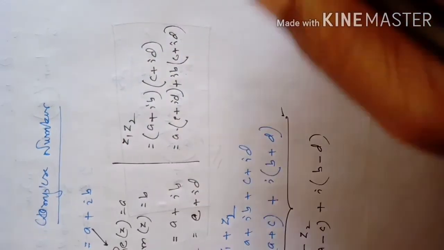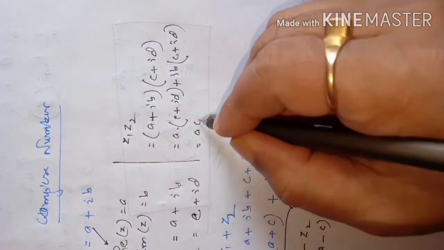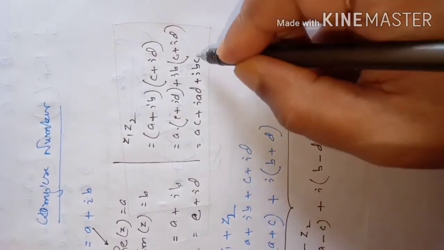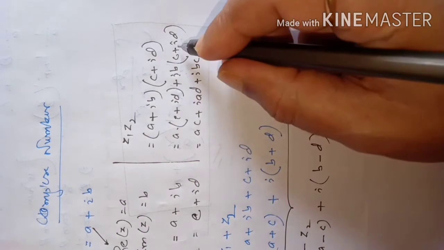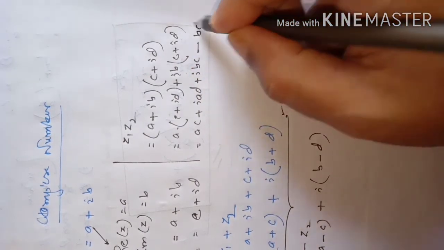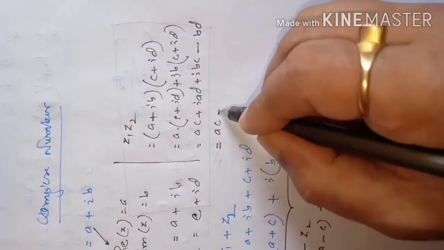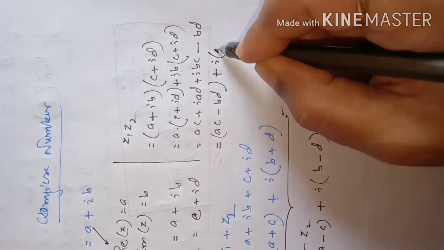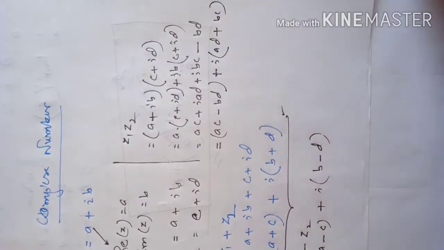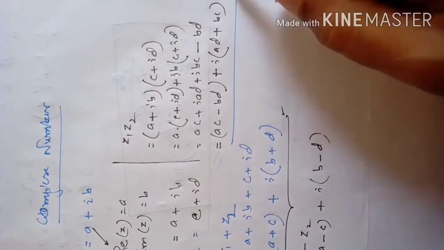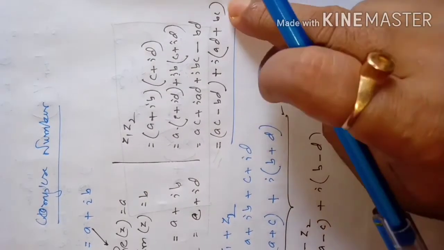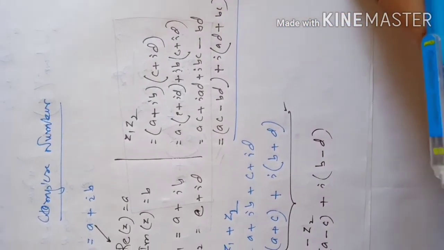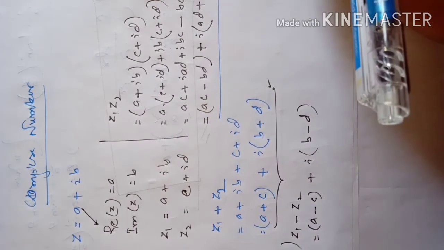Then we will get ac plus iota ad plus iota bc minus, because iota into iota is iota square, which is minus 1, so bd. So the final result will be ac minus bd as the real part, and the imaginary part will be iota common, here ad plus bc. Remember this. The product of two complex numbers is again a complex number. That means the closure property of complex numbers holds true for addition, subtraction and multiplication.